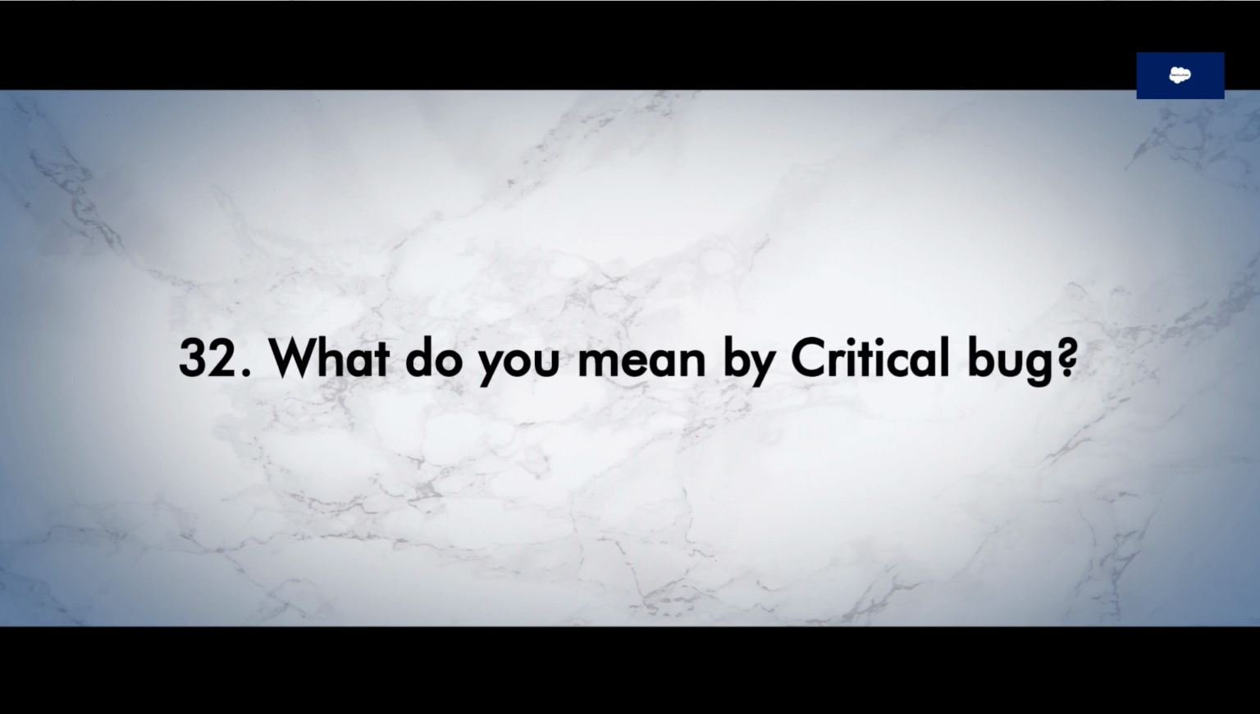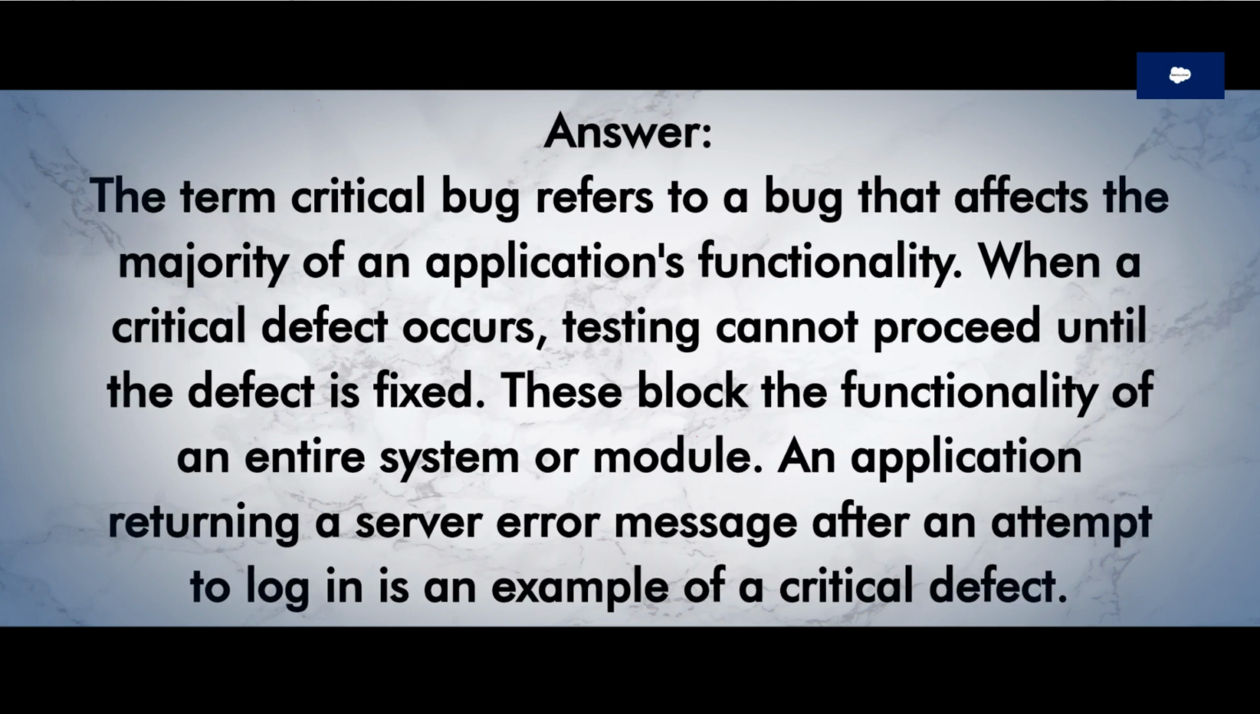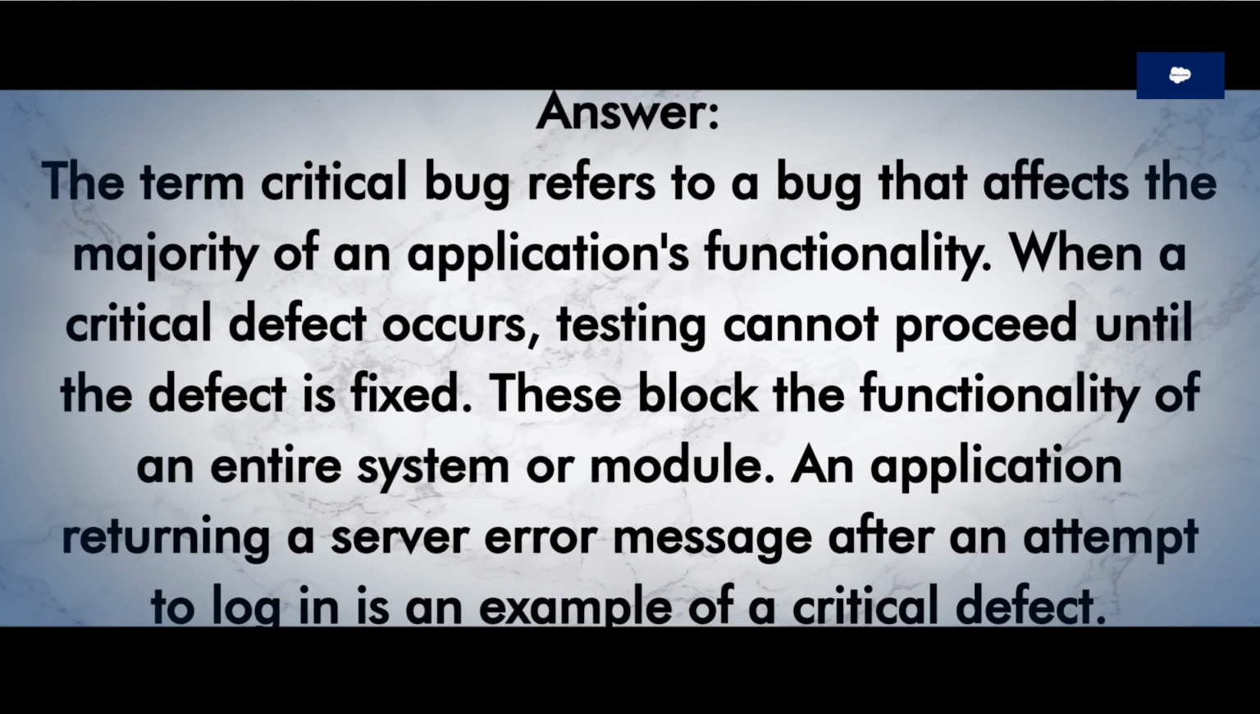What do you mean by critical bug? Answer. The term critical bug refers to a bug that affects the majority of an application's functionality. When a critical defect occurs, testing cannot proceed until the defect is fixed. These block the functionality of an entire system or module. An application returning a server error message after an attempt to log in is an example of a critical defect.